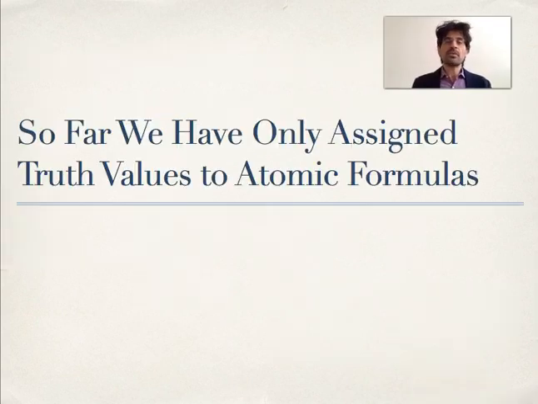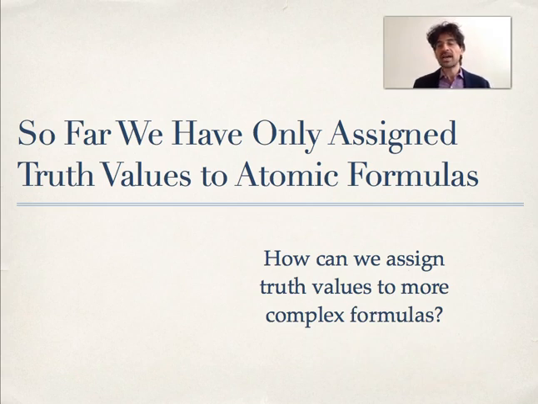Okay, so far we've only assigned truth value to atomic formulas. The valuation functions assign truth value to the atomic formulas P, Q, R, etc. They don't assign truth value to more complex formulas. So the question arises, how can we assign truth value to more complex formulas? Formulas that contain a negation, or the and connective, or the or connective, or the implies connective. How can we assign a truth value to these more complex formulas?